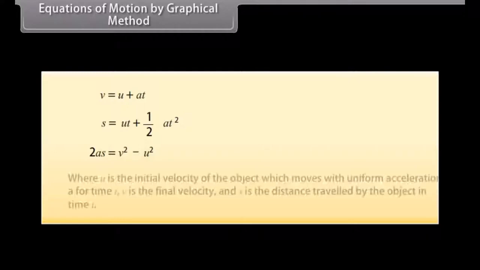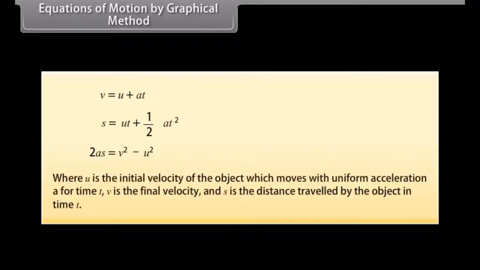Equations of motion by graphical method. The three equations of motion are: v is equal to u plus at, s is equal to ut plus 1 upon 2 at square, 2as is equal to v square minus u square, where u is the initial velocity of the object, which moves with uniform acceleration a for time t. v is the final velocity, and s is the distance traveled by the object in time t.